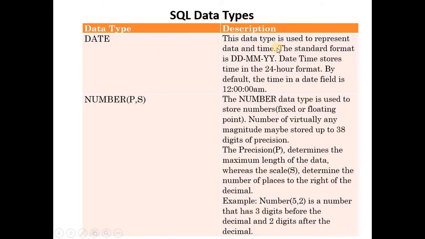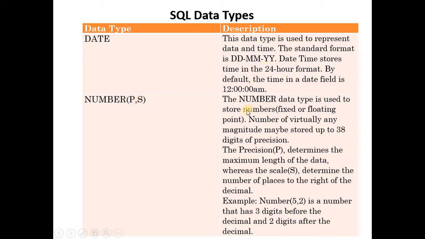Let's see date. The data type is used to represent date and time. The standard format is DD, MM, YY, that is day, month, year. And the date time stores the time in the 24 hours format. By default, the time in the date field is 12.00.00 AM, right?